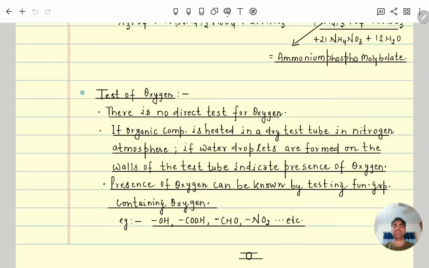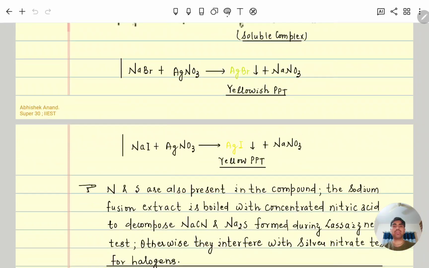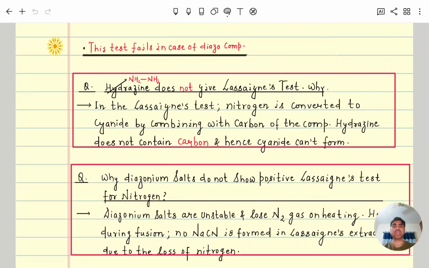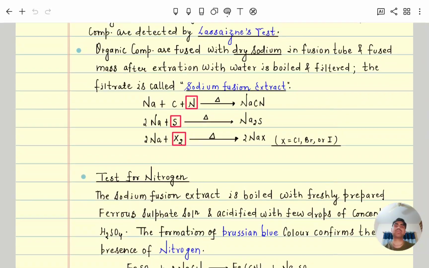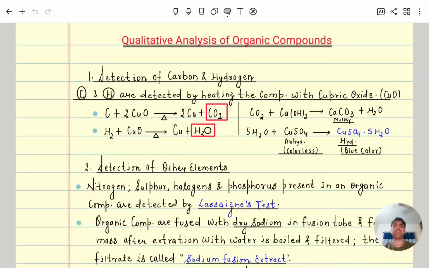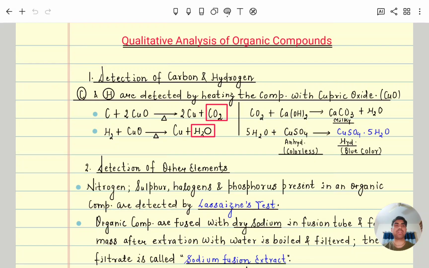forth. So in conclusion, we studied carbon and hydrogen, then nitrogen, then sulfur, then halogens, and last we discussed oxygen. Thank you very much. We'll meet again for the second topic, that is quantitative analysis of organic compounds, that is estimation of organic compounds.